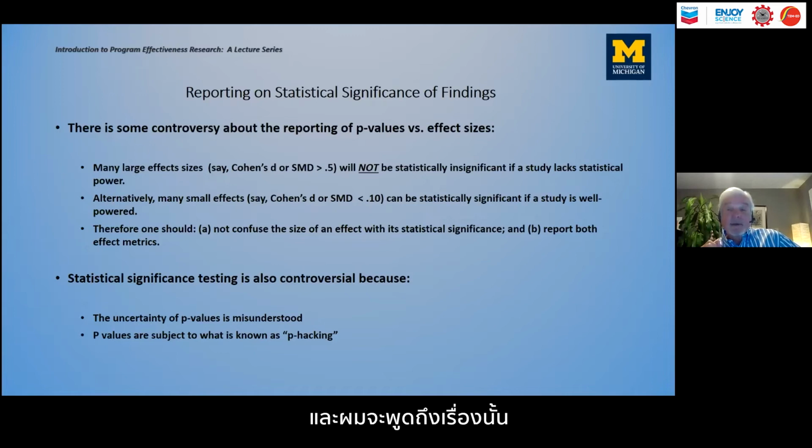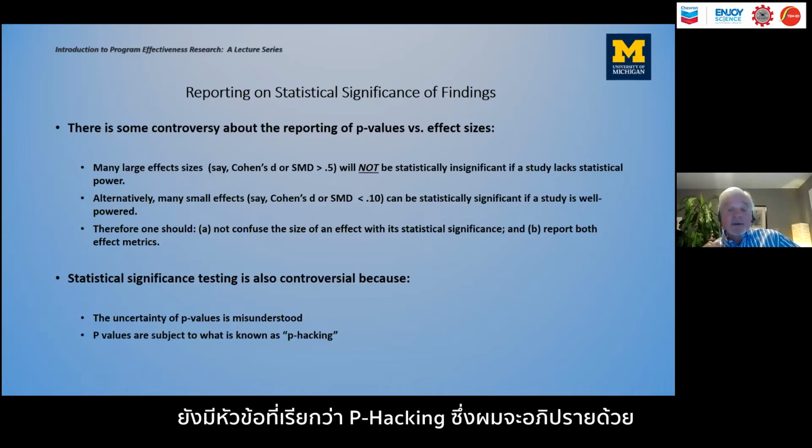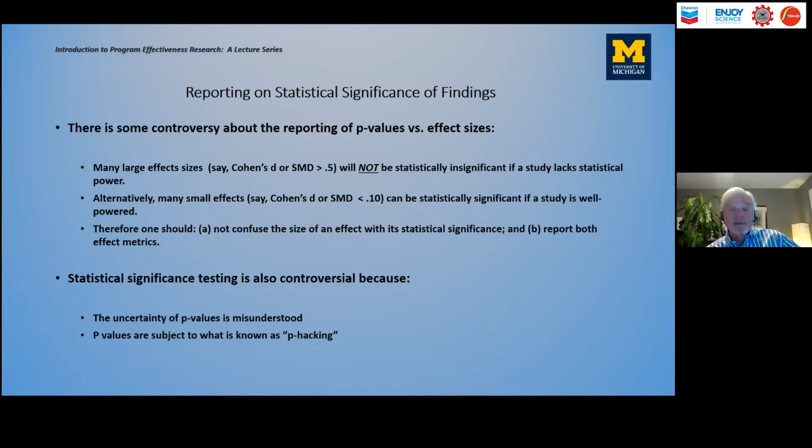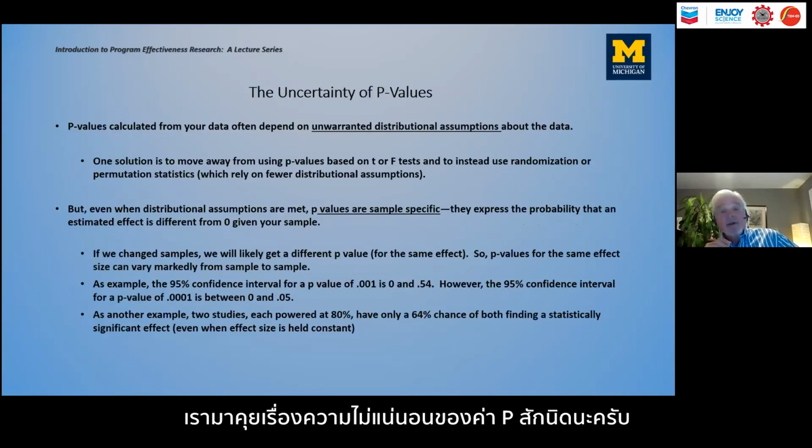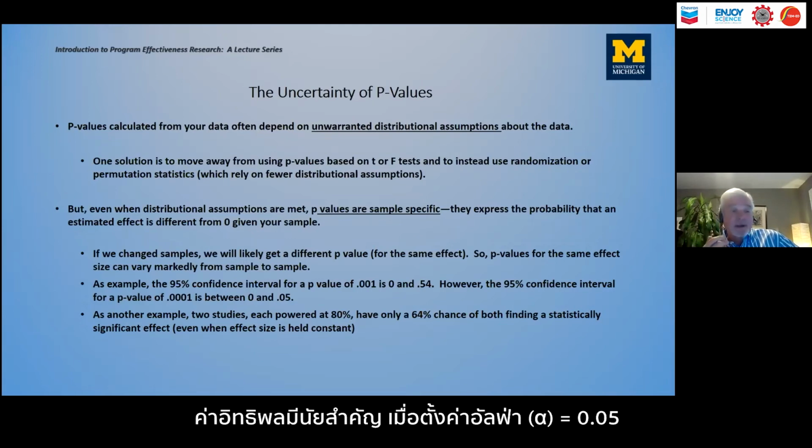Okay, so the second thing that makes p-values controversial is they are in fact highly uncertain statistics. And I will discuss that. And they are also subject to what's known as p-hacking, which I'm going to discuss also. So let's talk for a moment about the uncertainty of p-values. That is, okay, the effect was significant when alpha was set to be 0.05.